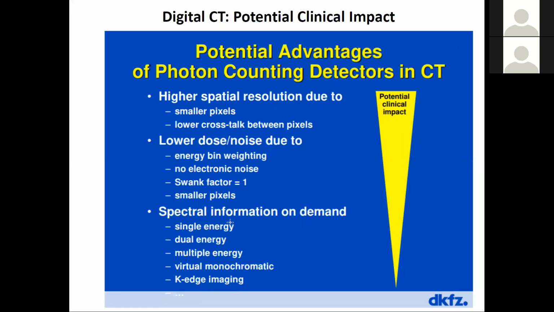Okay, this is the slide I was looking for. So what are the potential advantages for photon counting in CT? Well, higher spatial resolution, smaller pixels. Spatial resolution is nice, okay? And then signal to noise, fine. And Swank factor, okay, again, the spectral information comes at the bottom of the list.